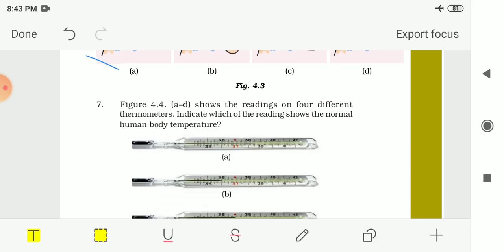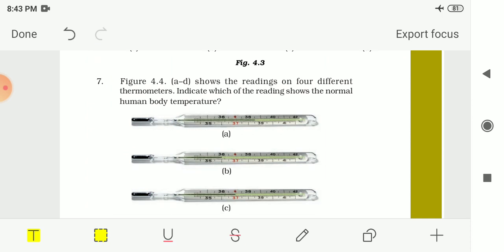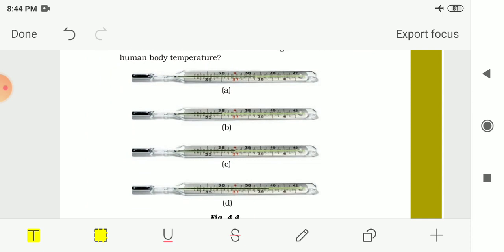Now next, 7th number, figure A to D. Figure 4.4 shows the reading on 4 different thermometers. Indicate which of the readings shows the normal human body temperature. We had seen the normal human body temperature is 37 degrees Celsius. The options A to D are given to you. So the correct answer is option C.